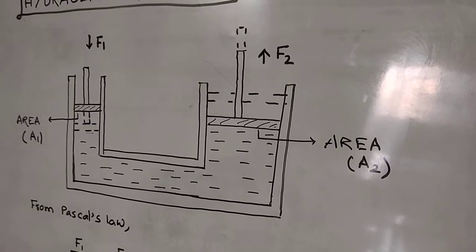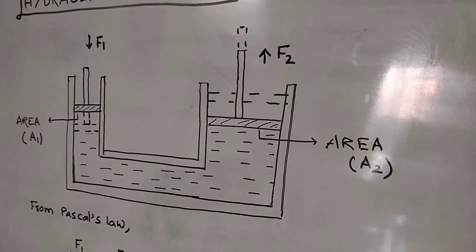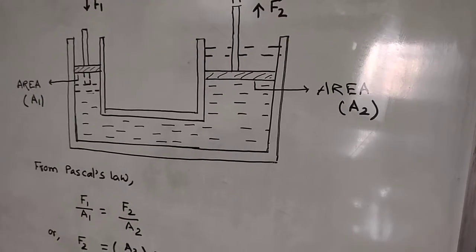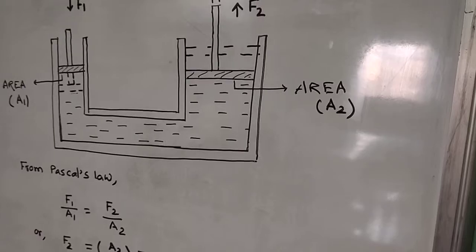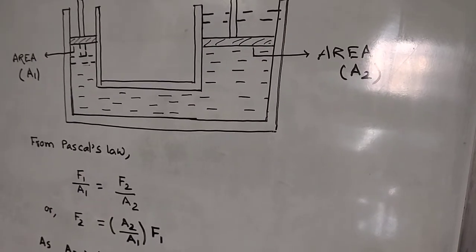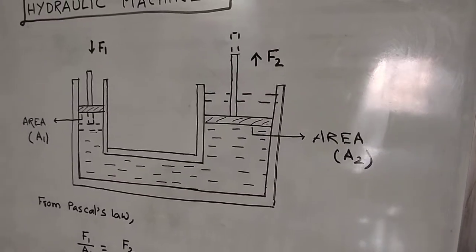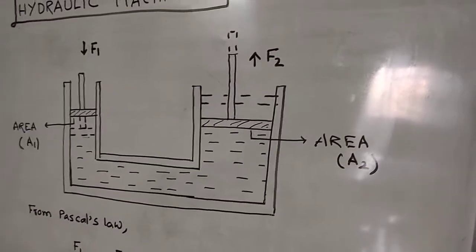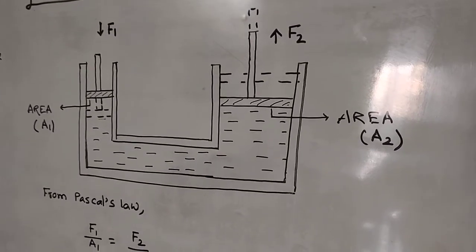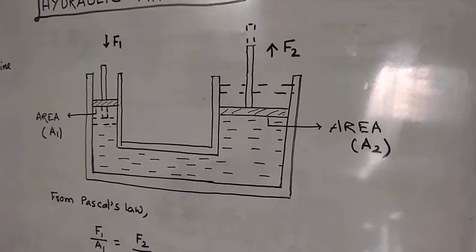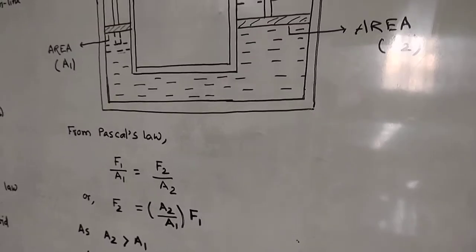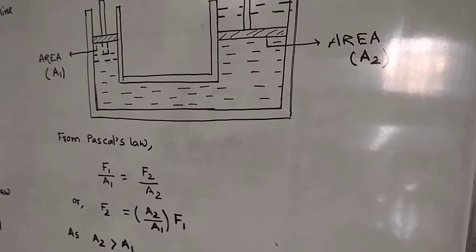Now as per Pascal's law, as the pressure transmits with undiminished magnitude, you can write F1 by A1 equal to F2 by A2. If you simplify, F2 equals A2 by A1 into F1. Now F1 is your applied force and F2 is the generated force. In a machine we basically need output high compared to the input. So here output is your generated force F2. Let me look at this equation, F2 equals A2 by A1 into F1.